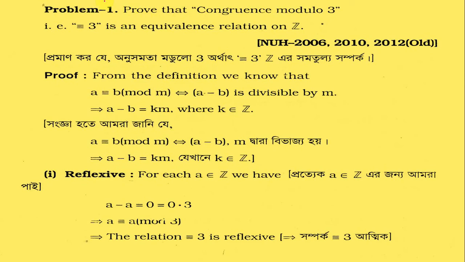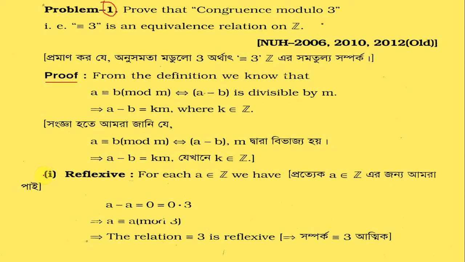There is a problem. We will discuss a problem. Prove that congruence modulo 3 is an equivalence relation on Z. Here is the proof. From the definition, we know that a is congruent to b modulo m if and only if a minus b is divisible by m, which implies a minus b is equal to km, where k is an integer.